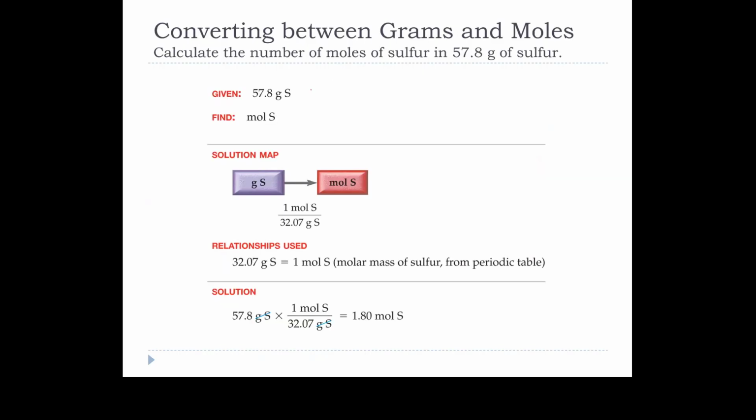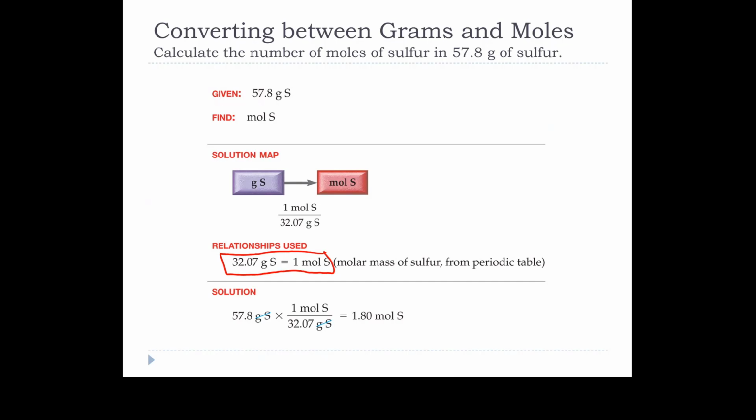So if we wanted to find out how many moles of sulfur that is, we would start with our 57.8 grams of sulfur. We would go to the periodic table and find sulfur, number 16. And we would find the number on the periodic table, 32.07. That means that 32.07 grams of sulfur is the same as 1 mole of sulfur. That's what the number tells us on the periodic table.